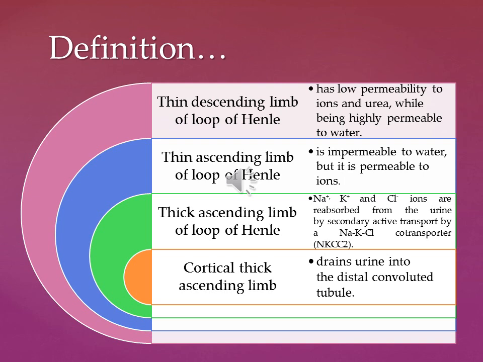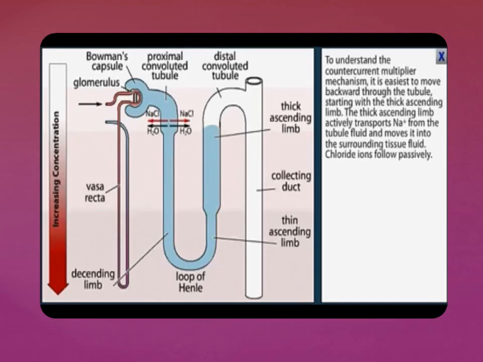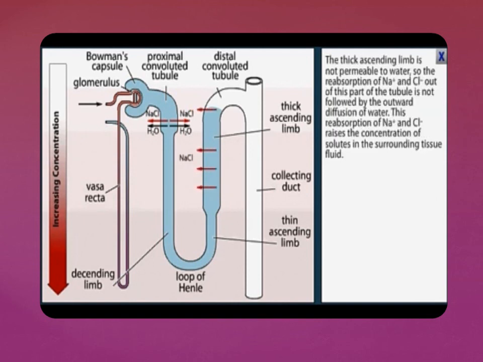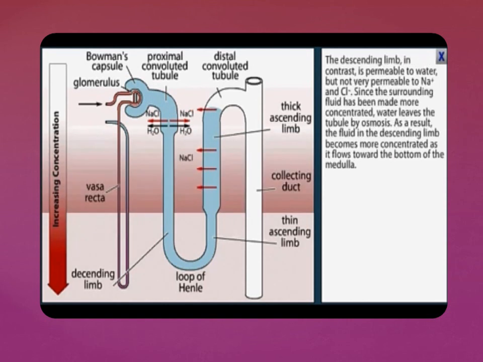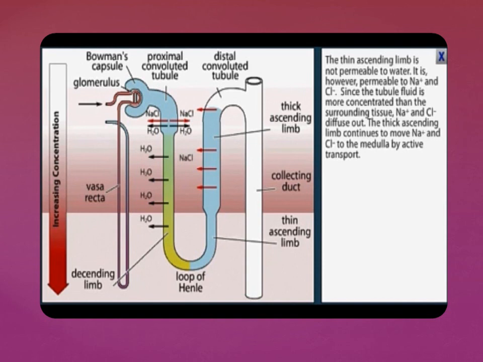The cortical thick ascending limb drains urine into the distal convoluted tubule. The thick ascending limb actively transports sodium ions from the tubule fluid and moves them into the surrounding tissue fluid. Chloride ions follow passively. The thick ascending limb is not permeable to water. The descending limb, in contrast, is permeable to water but not very permeable to sodium and chloride ions. The thin ascending limb is not permeable to water. It is, however, permeable to sodium and chloride ions.